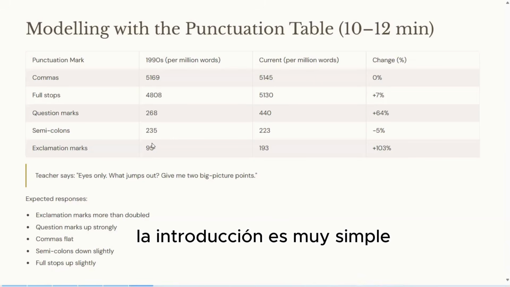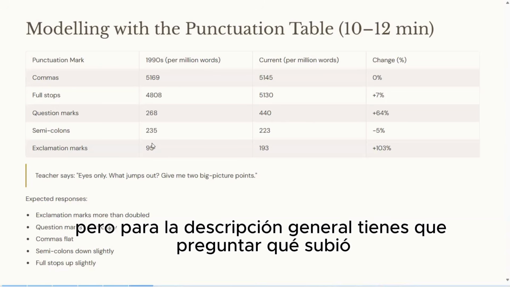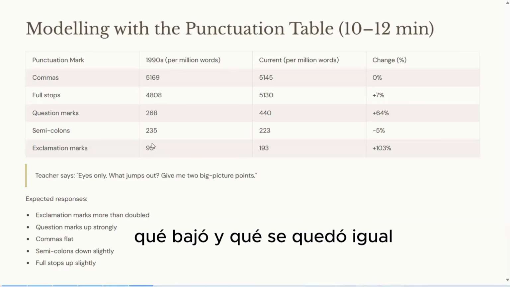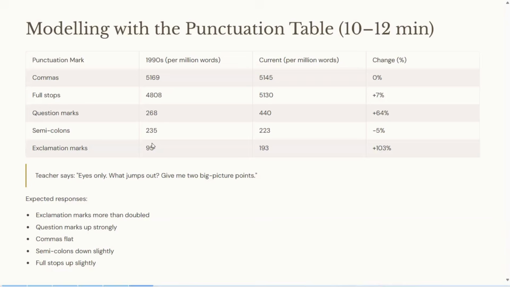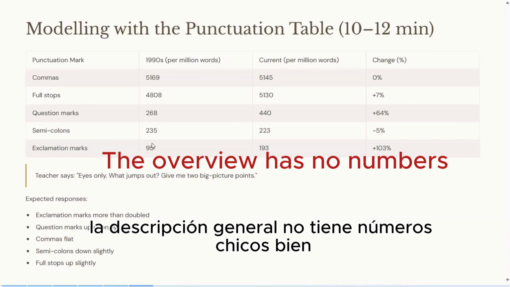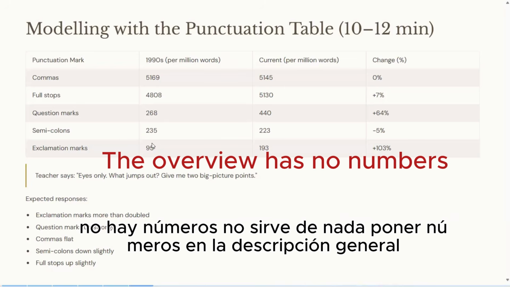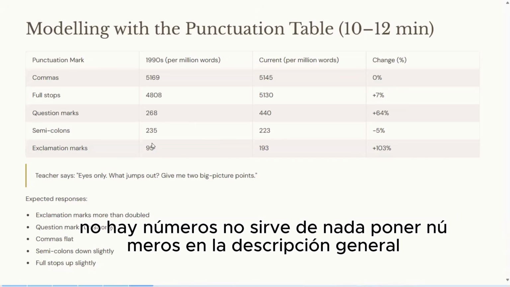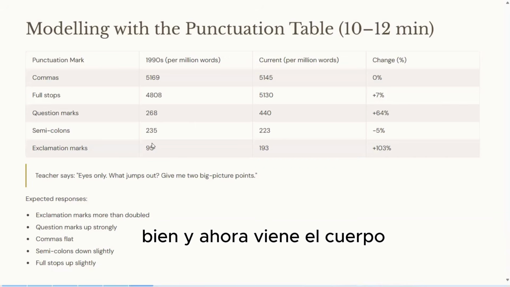The introduction is very simple. Just paraphrase it, okay? But for the overview, you have to ask what went up, what went down, and what stayed the same. The overview has no numbers, guys, okay? No numbers. It's no use putting numbers in the overview, okay? And now comes the body paragraphs, okay?